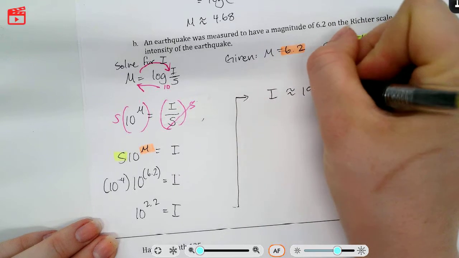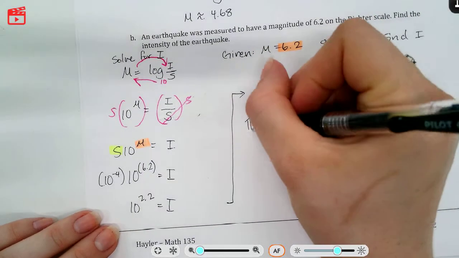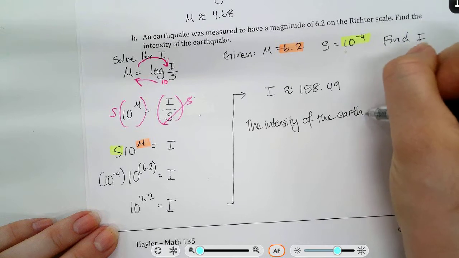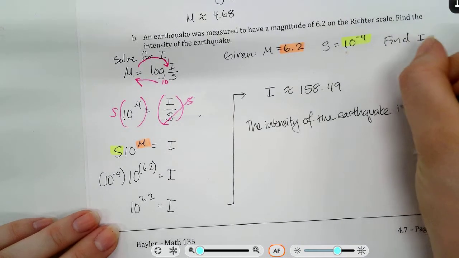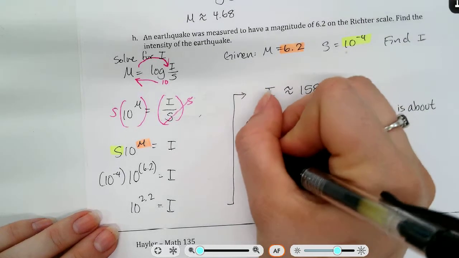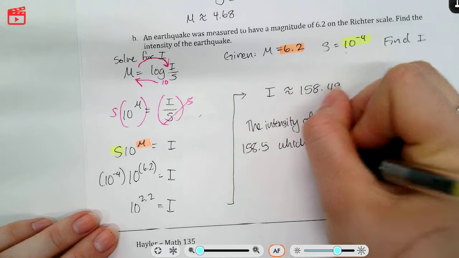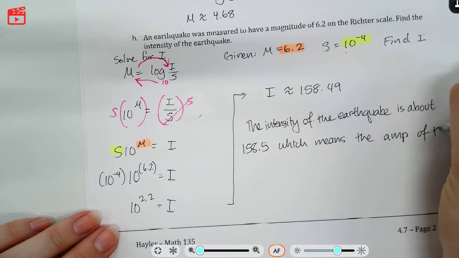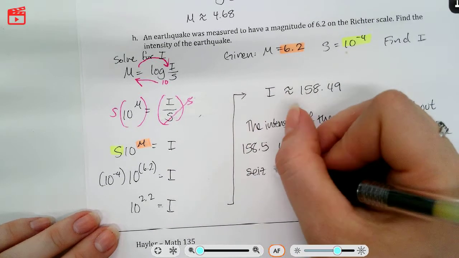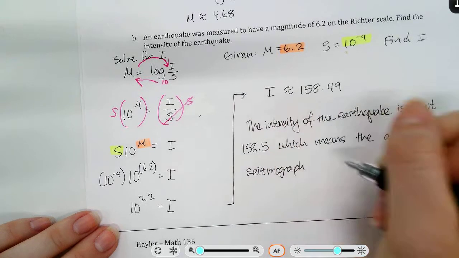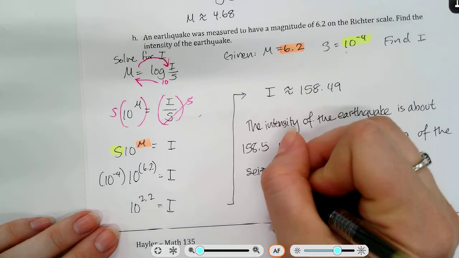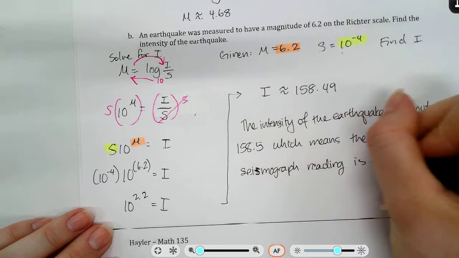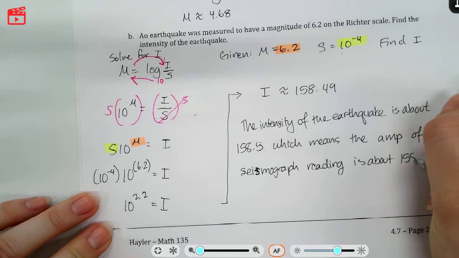So I is approximately 158.49. So the intensity of the earthquake is about 158.5, which means the amplitude of the seismograph, it's an S, not a Z, seismograph reading is about 158.5 centimeters.